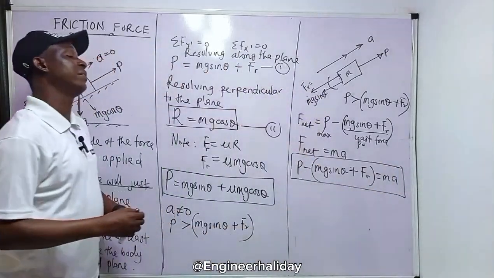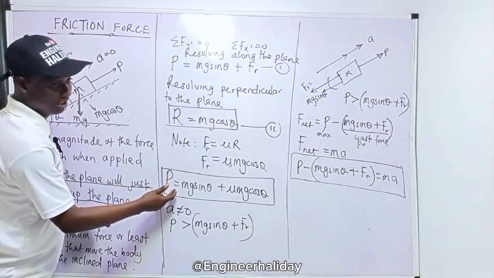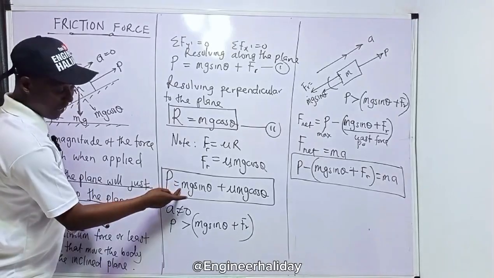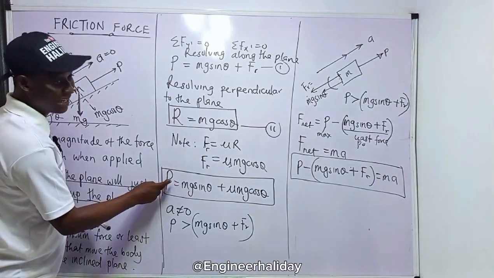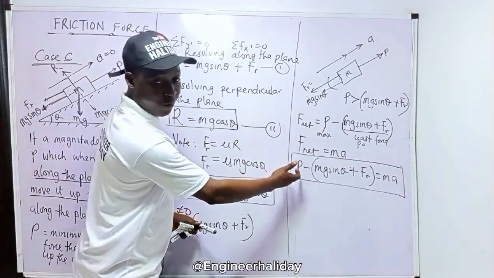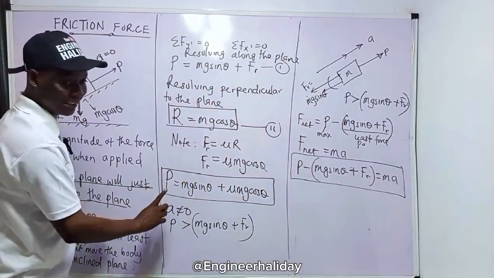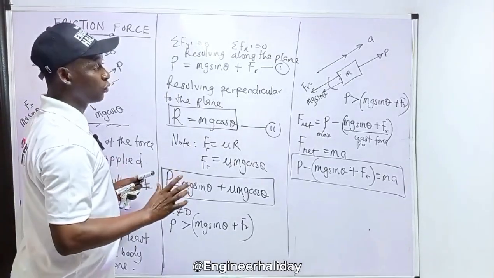So that is to say that in this case we assume the acceleration is 0, and we assume that the force being applied is a least force. But in the case of maximum force, there will be an acceleration produced. In the least force, acceleration is 0. So please take note of that.